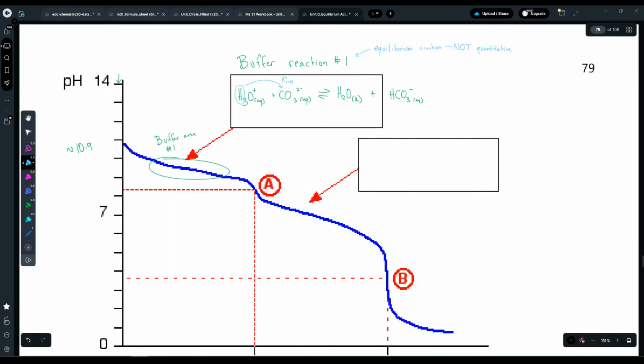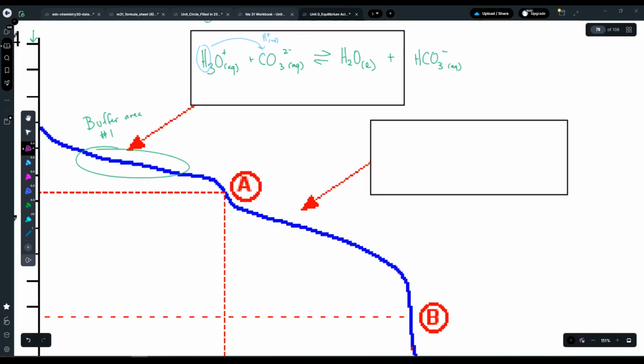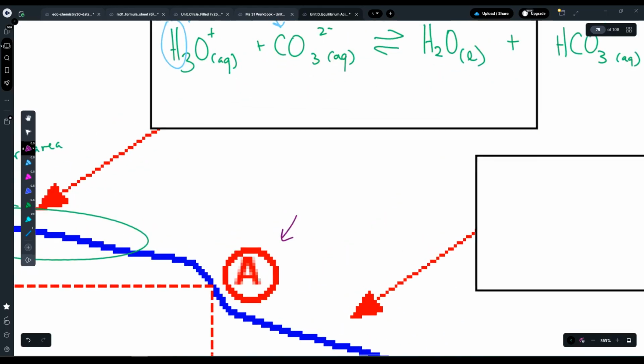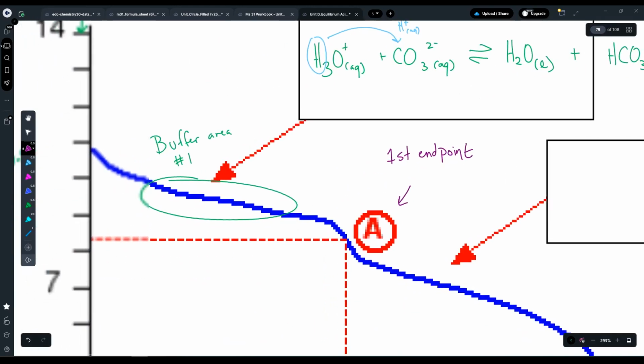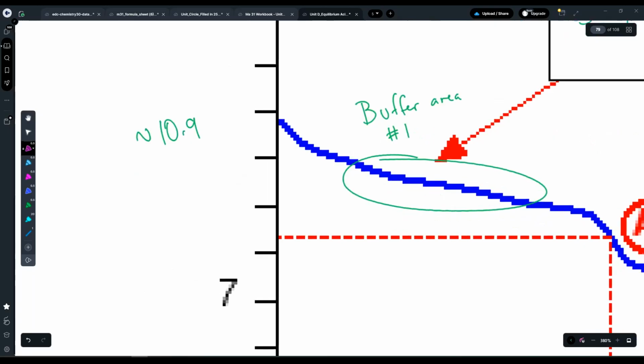Okay, so point A, that is the middle of our first steepest part of our curve. So that's going to be our first endpoint. Okay, so that's occurring, if this is a pH of 7, that means this is a pH of 8. It's coming in just under halfway between a pH of 8 and 9. So I'm going to say that this is happening at a pH of 8.4.